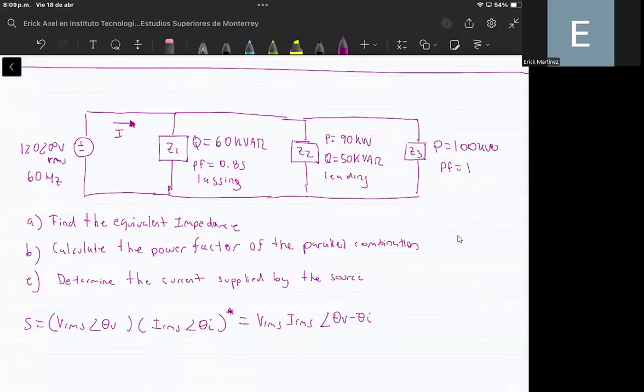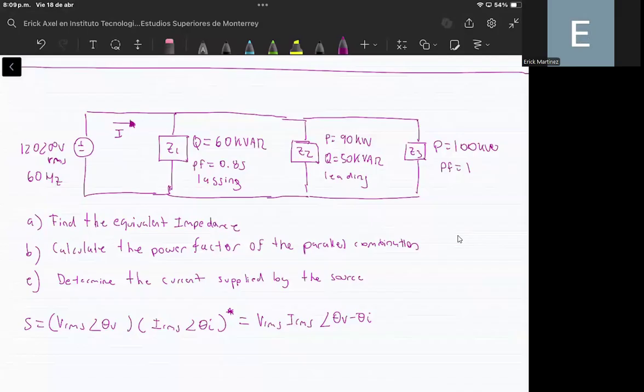And the complex power here has a power factor equal to 0.85, and the power factor is lagging. Also, we have another load labeled as C2, which is consuming an average power of 90 kilowatts, the reactive power of this load is 50 kilovars, and the complex power is leading. And finally, we have another load, in which the average power consumed is 100 kilowatts, and the power factor is equal to 1.